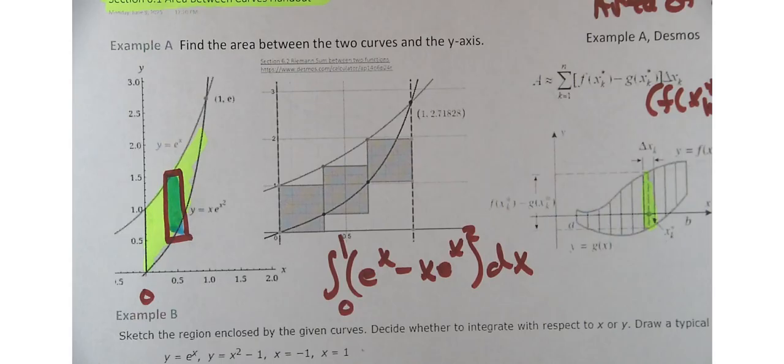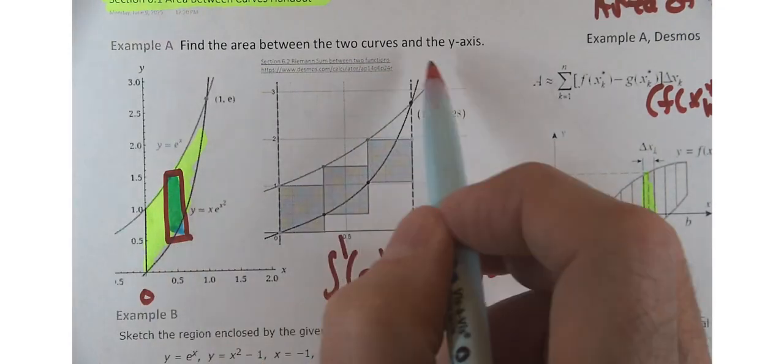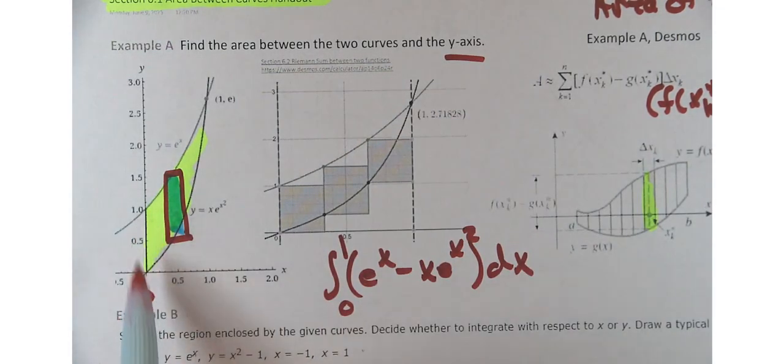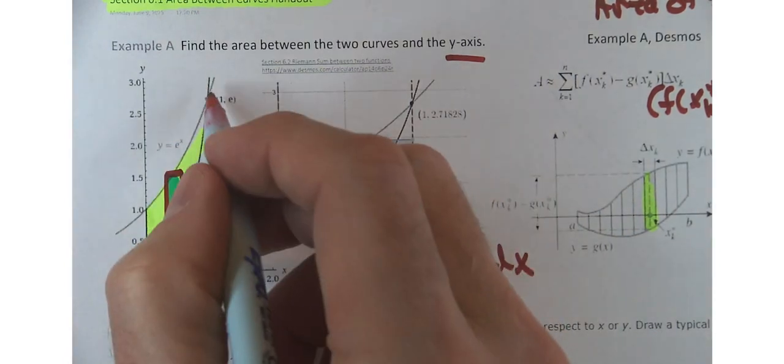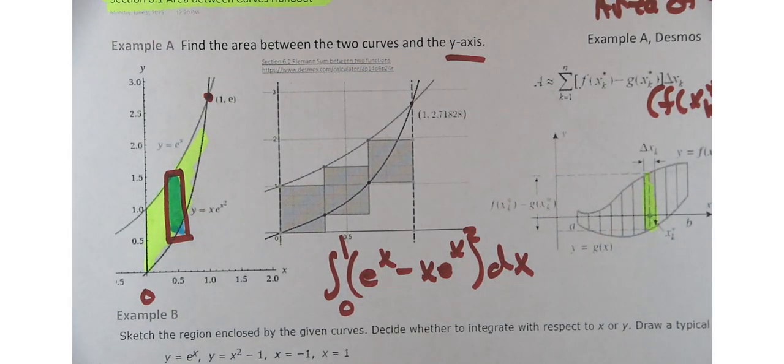Now, that's as far to the left that I can go and still be in the shaded region. So I want to try and find the area between the two curves and the y-axis. So the y-axis gives you a boundary for the region, and the other boundary is where those two things meet. Does that help?